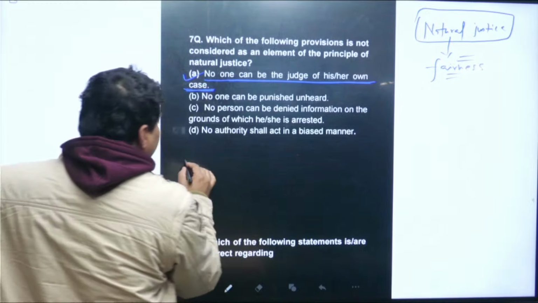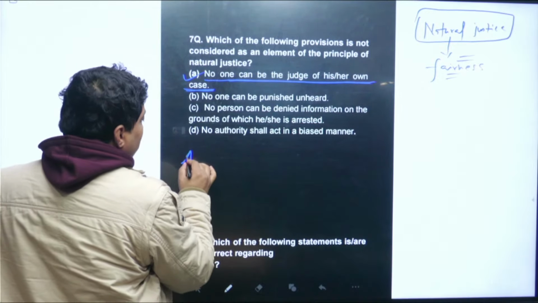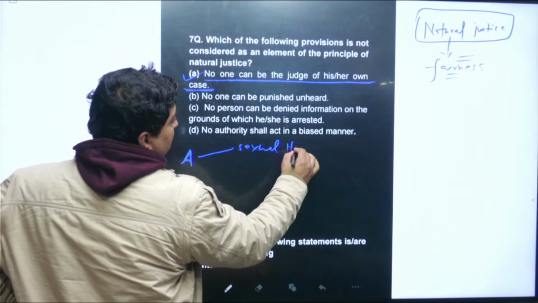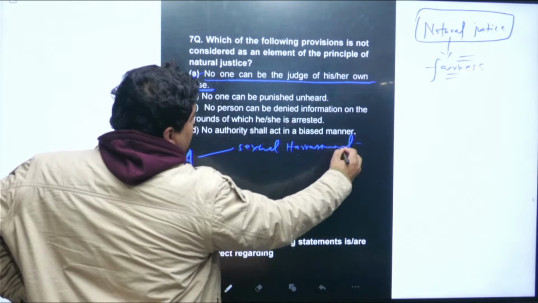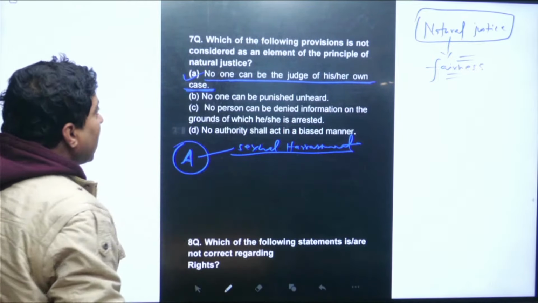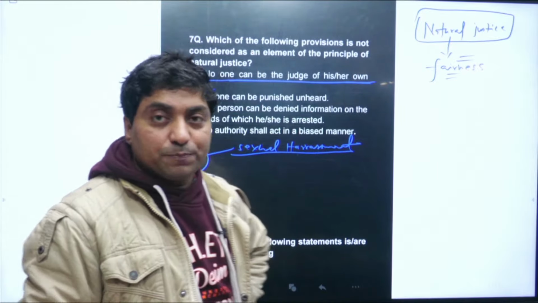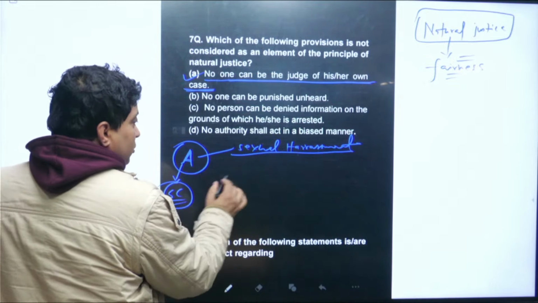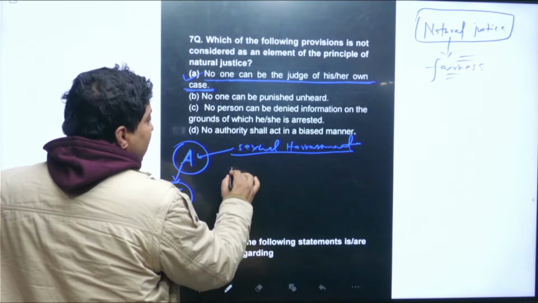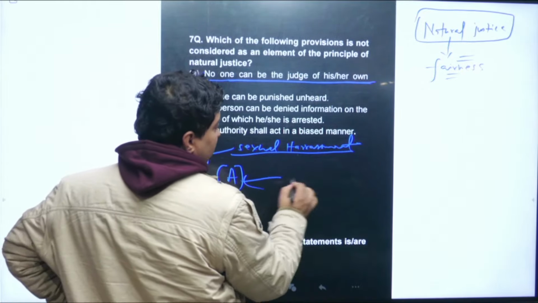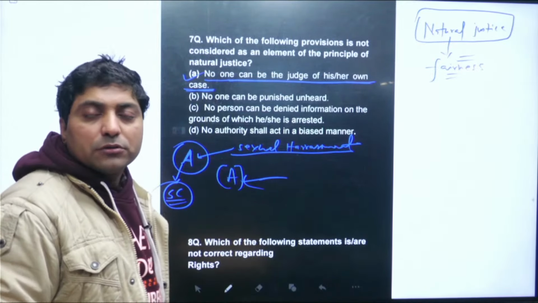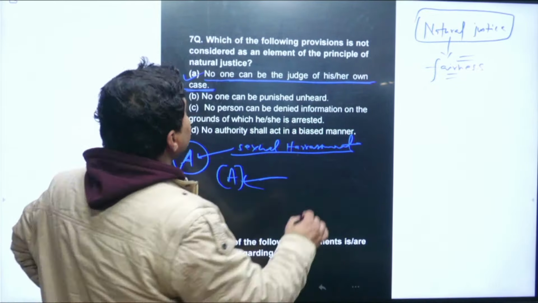Now, consider A is a person who is accused of sexual harassment. A is a person, but he is also a judge of the Supreme Court. There is an accusation against A. Can A sit in judgment against his own case? No. No one can be judge of his own case. So, I think this is correct.